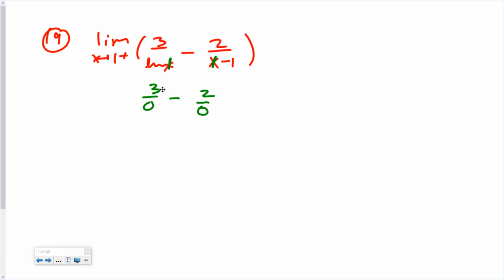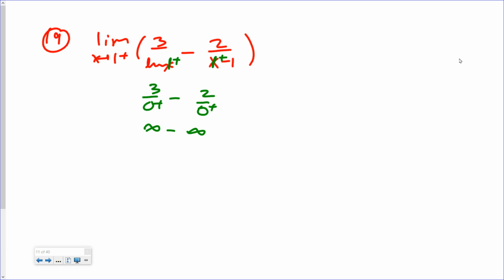In limit land, a number over 0 is, well, this is 0. This is actually coming from the right. So I actually know this is 1 from the right. So this is actually 0 from the right. This is 1 from the right. So this is actually a positive 0. So I actually know that this is infinity minus infinity. Okay. And what is infinity minus infinity?